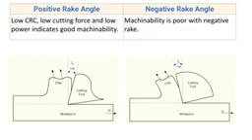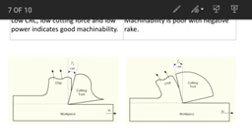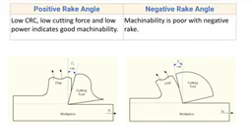Now, with negative rake angle, machinability is poor. The tool tip is not that sharp and hence more forces are required. That means more power is required to remove the material. CRC is also high with negative rake angle. So machinability is poor for negative rake angle.